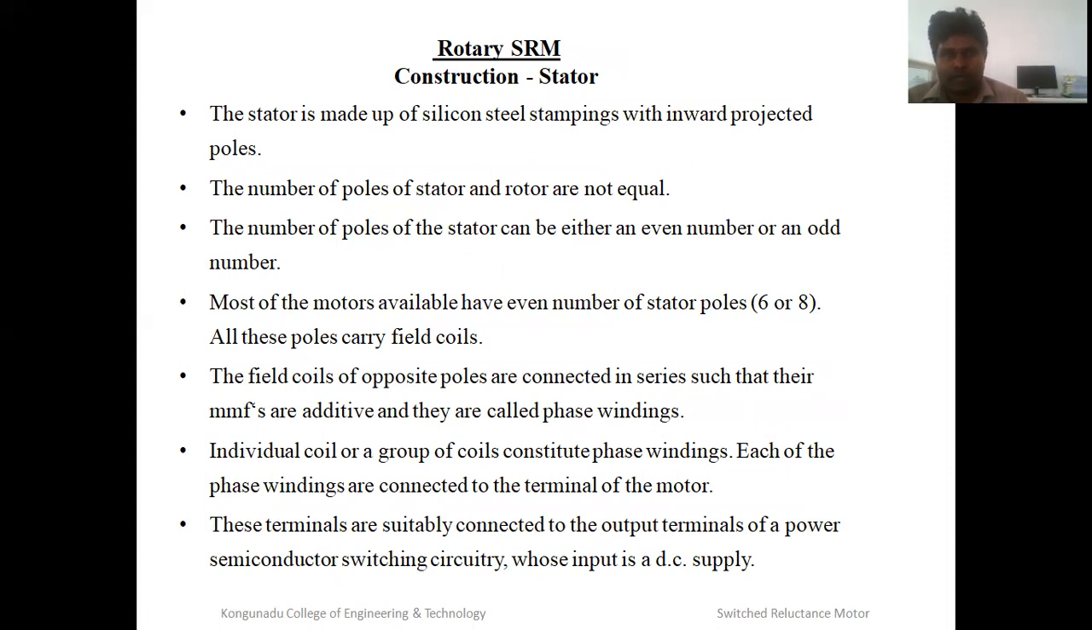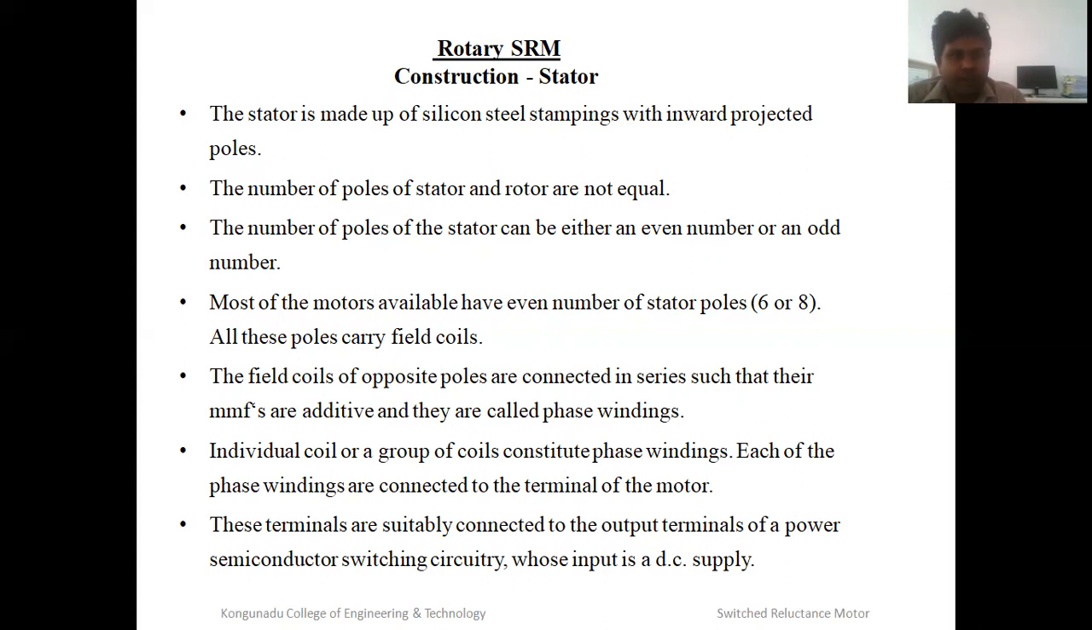In some motors, the stator poles and rotor poles are equal. But in the switched reluctance motor, the number of stator and rotor poles are not equal. The stator poles may be odd or even in number. In many cases we consider the number of poles to be even, but particularly in the switched reluctance motor, the stator poles may be odd or even, depending upon the application. But all the stator poles carry field coils.